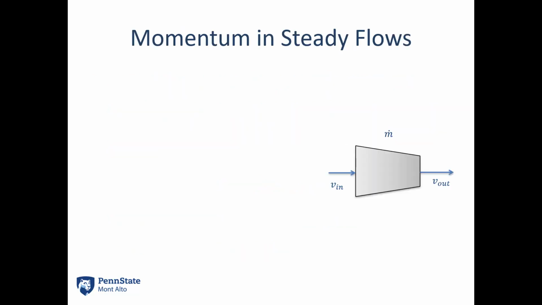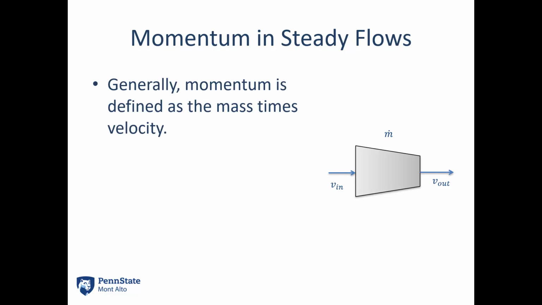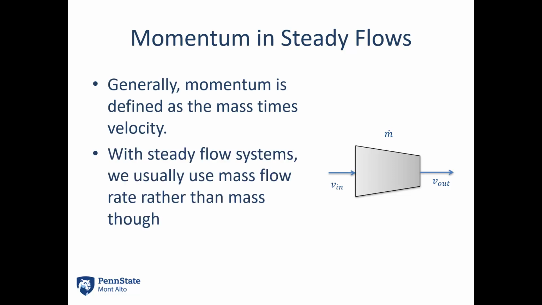All right, so momentum, getting back to our impulse momentum equation. Generally, momentum was defined as mass times velocity. With a steady flow system, we don't use mass, we use mass flow rate. So we want to know the mass flow rate in, mass flow rate out, they're the same number here. And remember, mass over time is our mass flow rate.